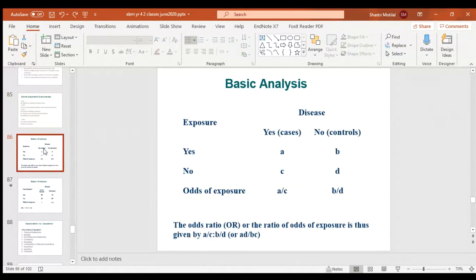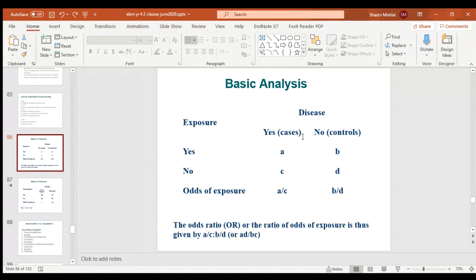So what does the analysis look like for a case control study? Remember we said the case control study is diseased versus non-diseased. In the RCT and cohort, what we saw was exposed versus non-exposed. So note this table is different. Here we see the exposure now is on the left. It's not at the top of the table.